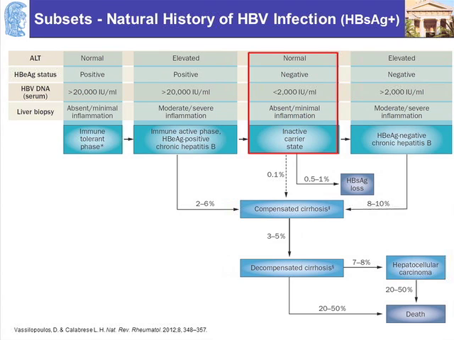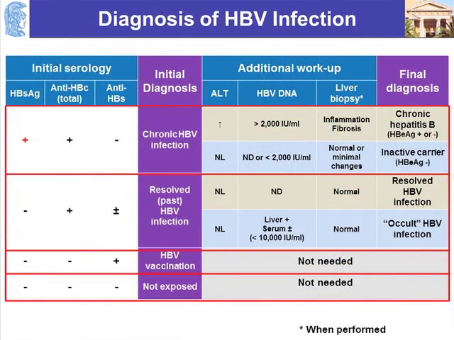The group that is most important are the ones who have elevated liver enzymes, and these are the ones who have chronic hepatitis B, which could be E antigen positive or E antigen negative. And you have to remember that even the antigen negative patients can develop hepatitis and can develop cirrhosis and hepatocellular carcinoma. So how do you make the diagnosis?